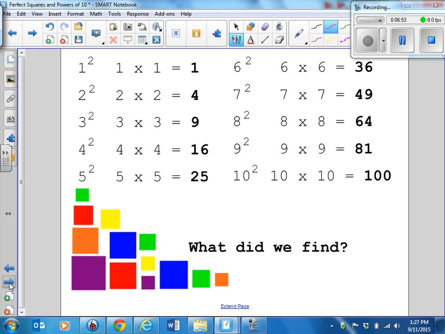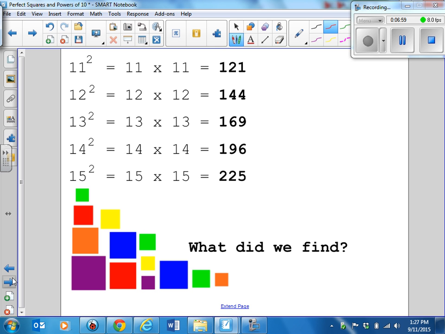Okay, here are all your perfect squares up to 10 times 10, or 100. Here are your perfect squares 11 through 15. And here are your perfect squares 16 through 20.